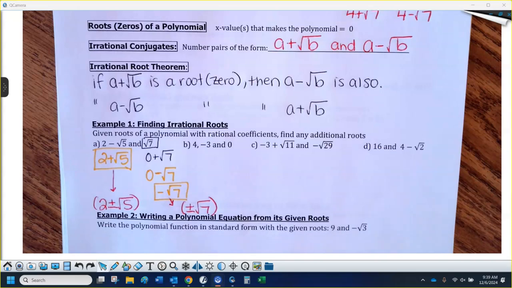Okay, now I have the numbers here for my zeros: 3, negative 3, and 0. Do I have any conjugates there?